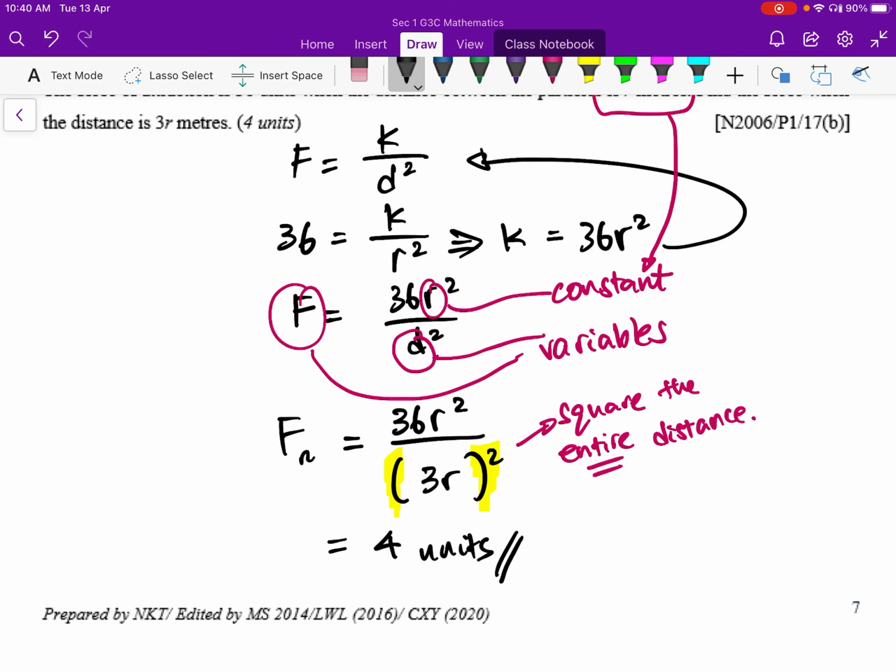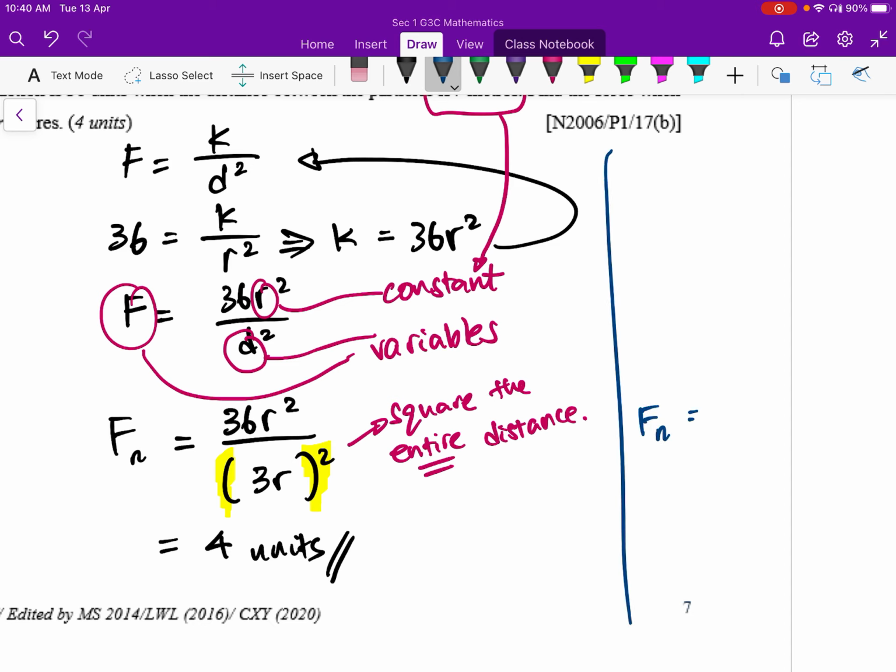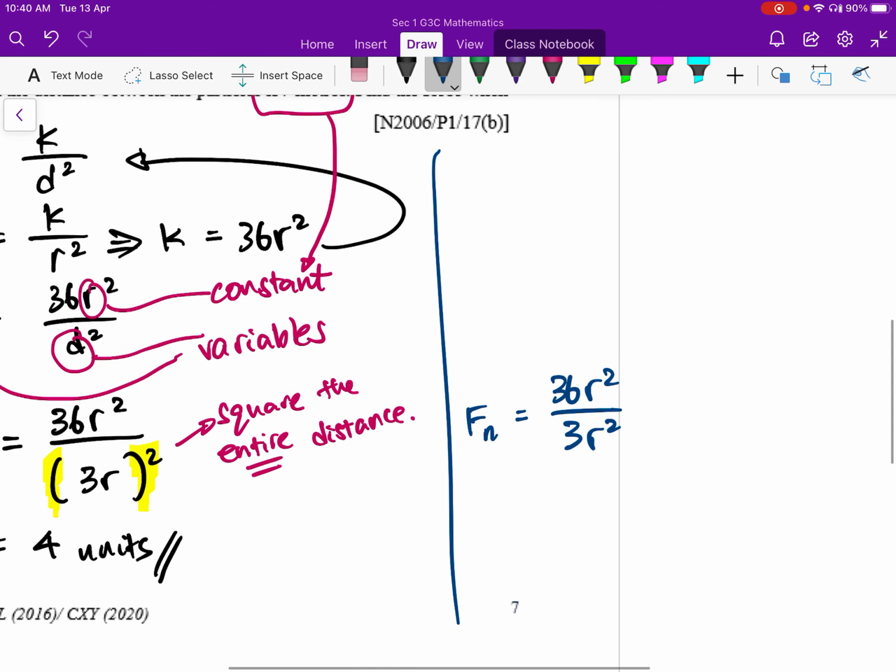Okay? Now you should have some more space in your worksheet. Now I'm going to show you the common mistake over here. The next step will be Fn equals to 36r squared over 3r squared. This is the mistake. Wrong. Because then your final answer will be 12.